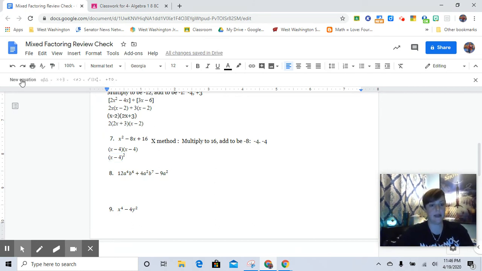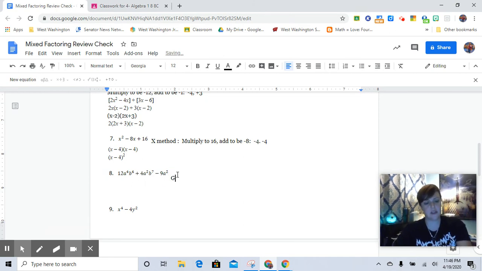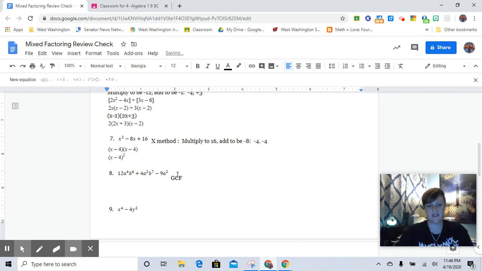All right, last one here. This one has A's and B's and numbers and stuff. Okay, great. 12 and 4 and 9 don't have anything in common at all. But there are A's that everybody has in common. There is not a B that everybody has in common. So we know for sure that this is going to be at least some kind of GCF. So let's figure out what kind of GCF this is.